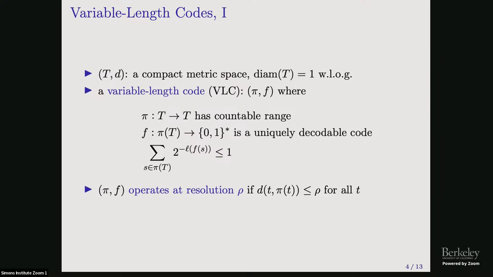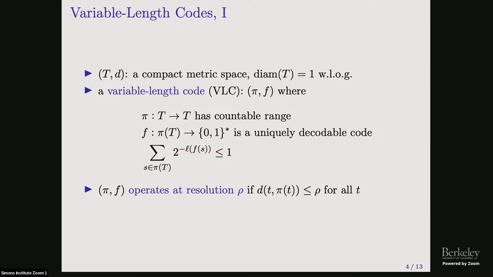we have a quantizer, pi. It maps elements of T to elements of T, but it has countable range. So the image of T under pi is your codebook. And then each element in the codebook is associated to a binary string using a uniquely decodable code. And we know that uniquely decodable codes have to satisfy Kraft's inequality, right? So this is the usual thing.